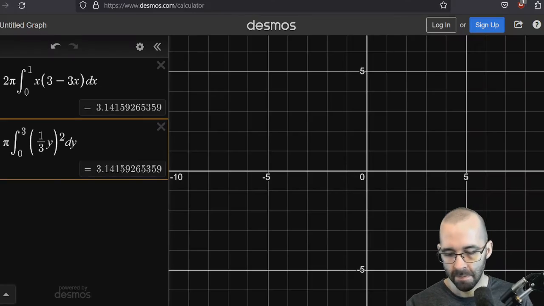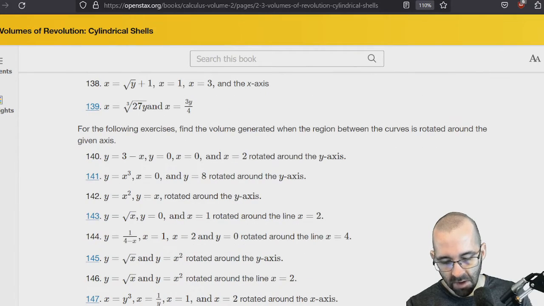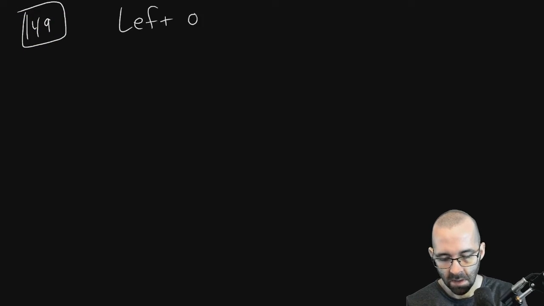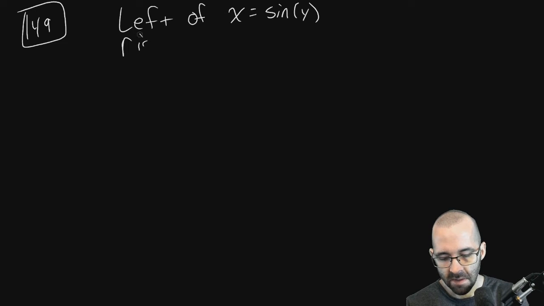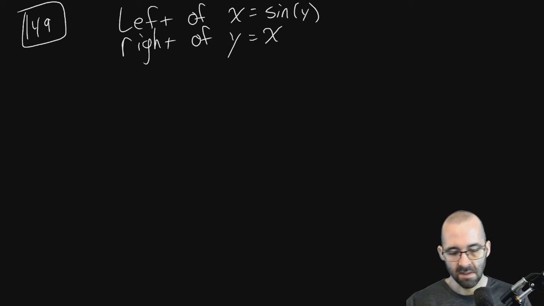Next problem. 149 from the textbook. Okay. Find the volume generated when the region is rotated around the given axis. So the region is to the left of x equals sine of y, and to the right of y equals x, rotated about the y-axis.